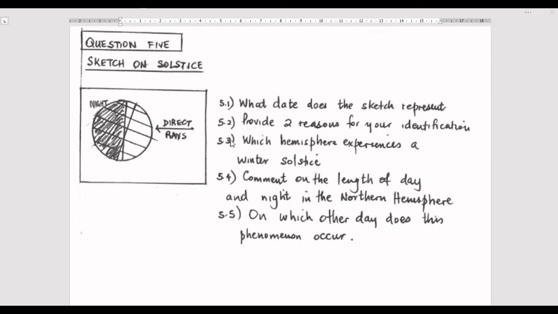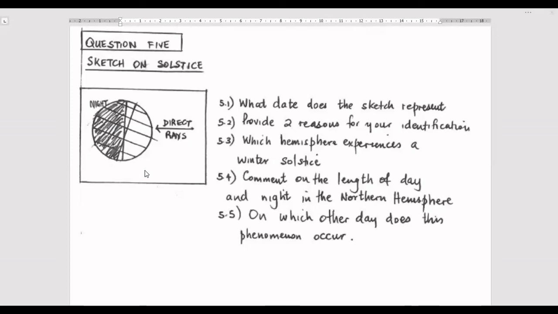Question 5.3, which hemisphere experiences a winter solstice? It's going to be the southern hemisphere. Down there, below the equator here, is the southern hemisphere. We are experiencing winter. It's June for us and it's winter. I'm sure by now you realize that we are moving into winter.